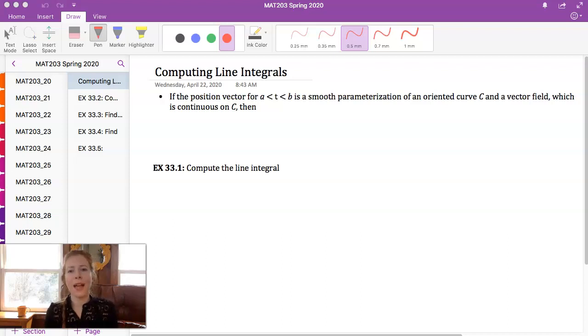Hi class, welcome back to multivariate calculus. In this lecture, we are going to practice computing line integrals.